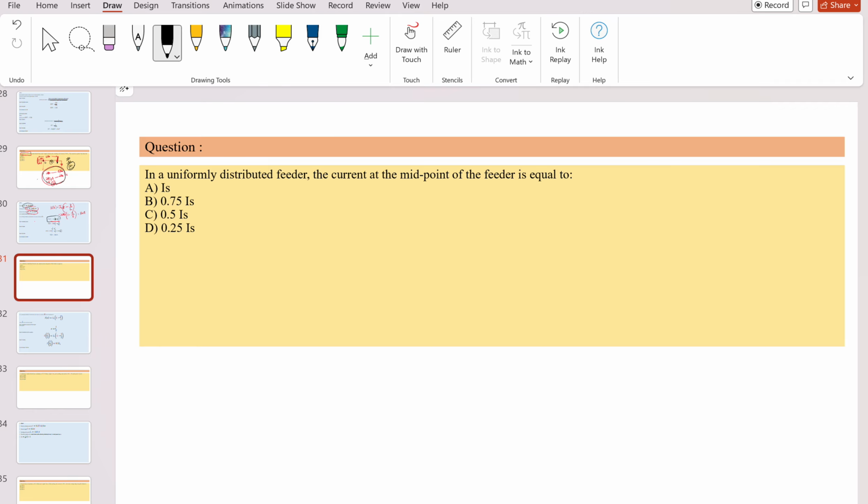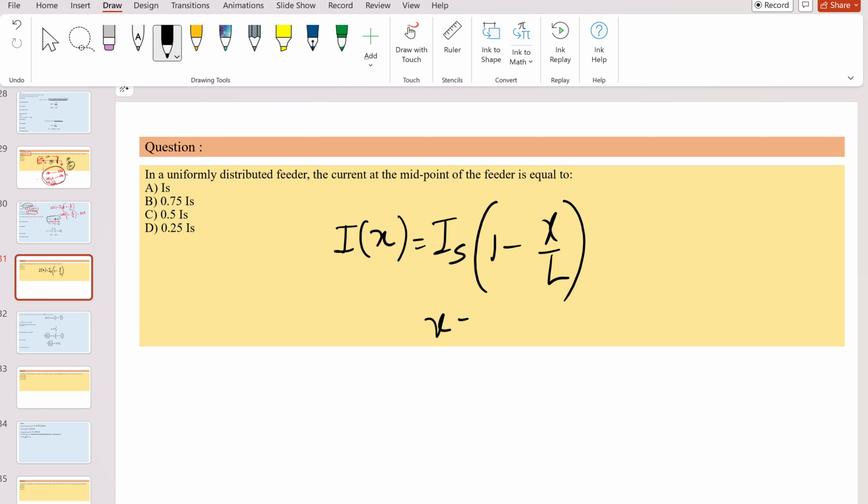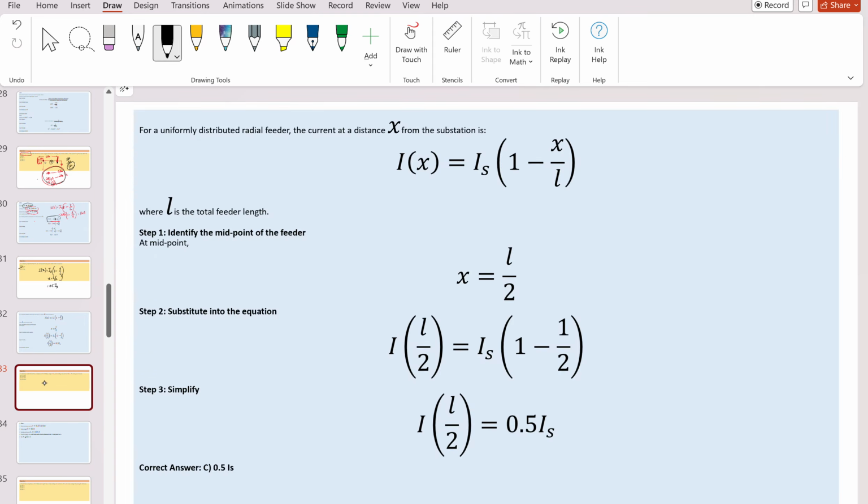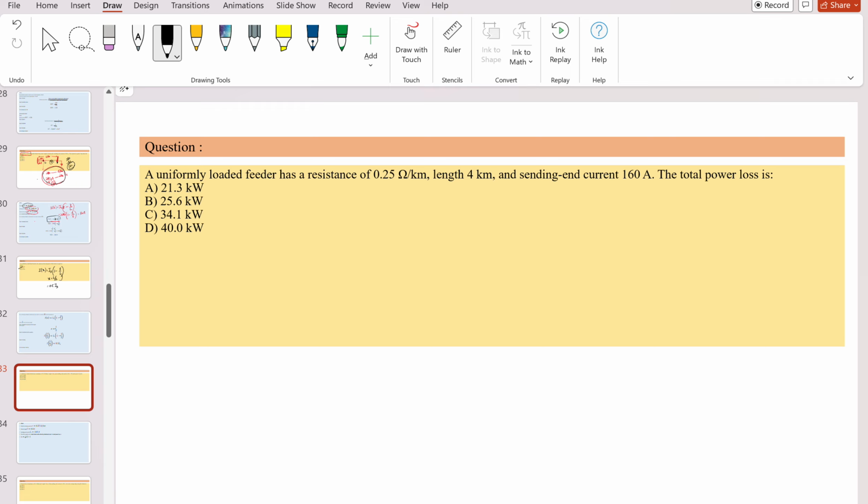Try to solve this problem. That is similar, it is also uniformly distributed. What will be the current at the midpoint of the feeder? Yes, that is correct. We have also seen the formula Ix is equal to Is times (1 minus x by l). X is equal to l by 2. When you put it here, it will come out to be 0.5 Is. That is true. Option C is correct. So you just have to remember this formula. You can put it in and get the answer. Try to solve this.